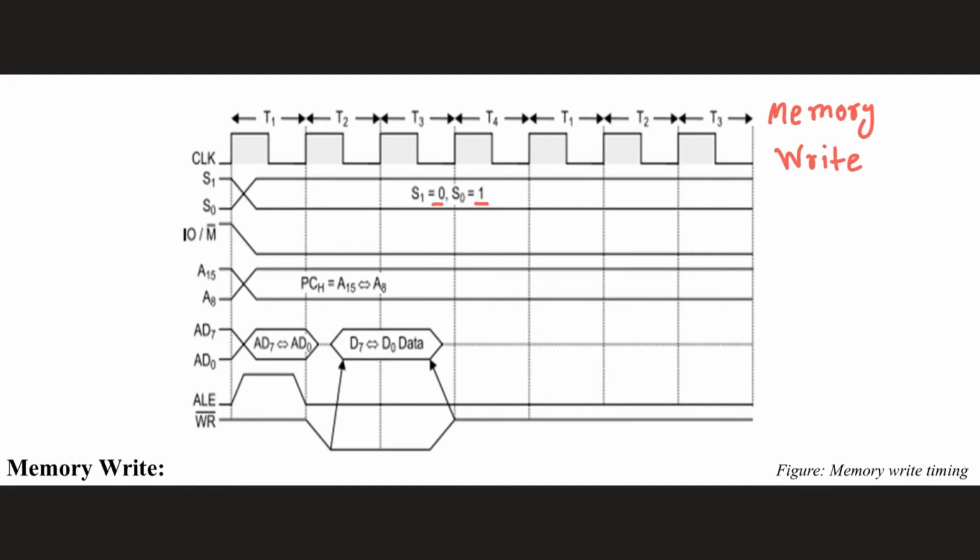Also, the WR bar signal here will be low, meaning that this is a memory write operation. Also, IOMbar is low. It means that it's a memory operation. If it's an IO write operation, then the IOMbar signal will be high.